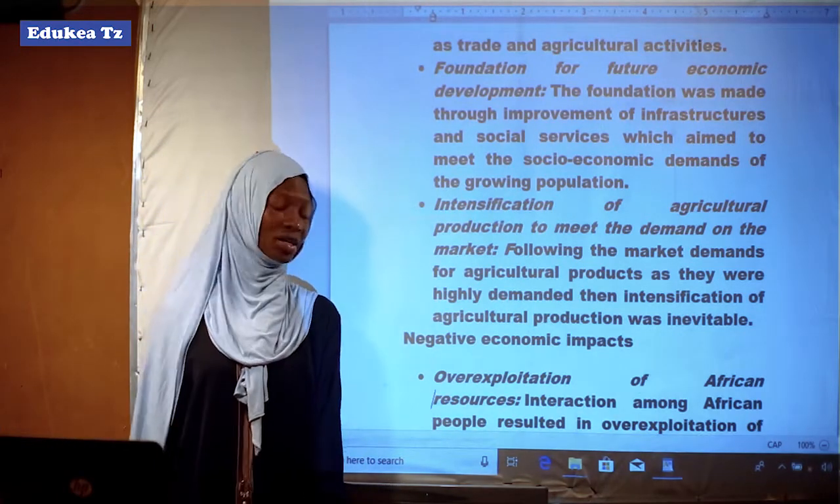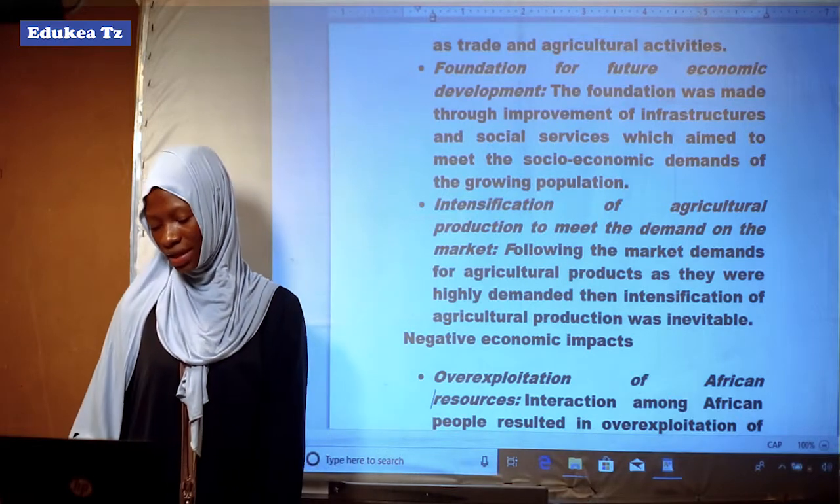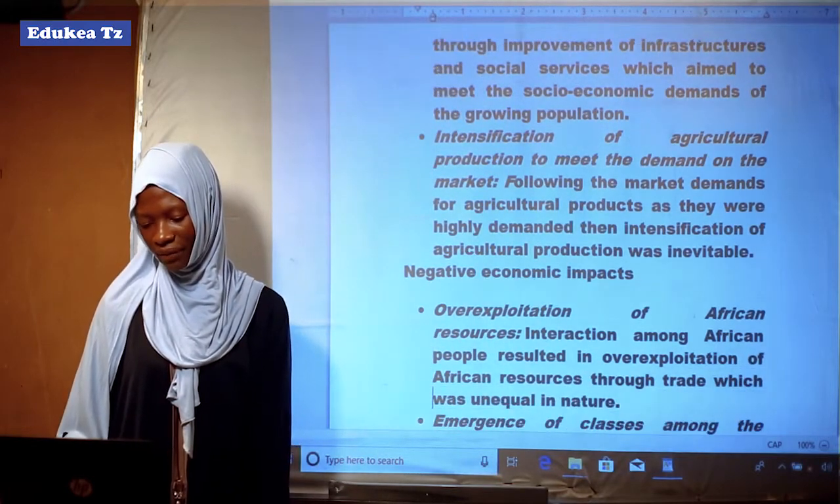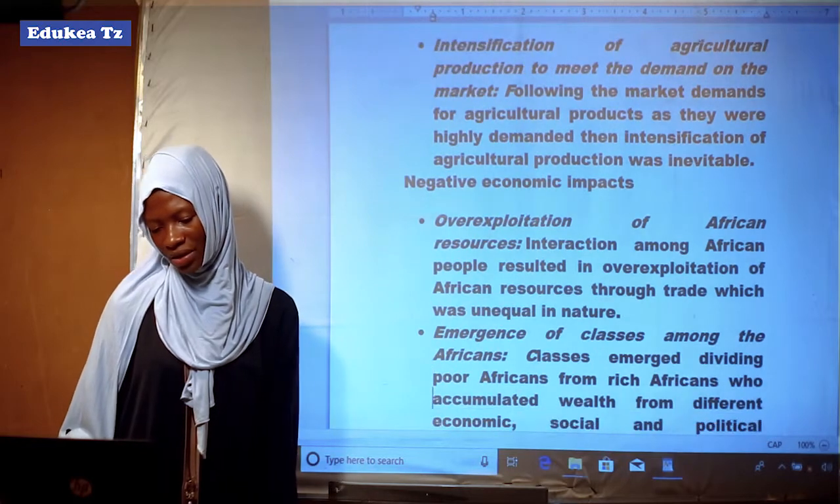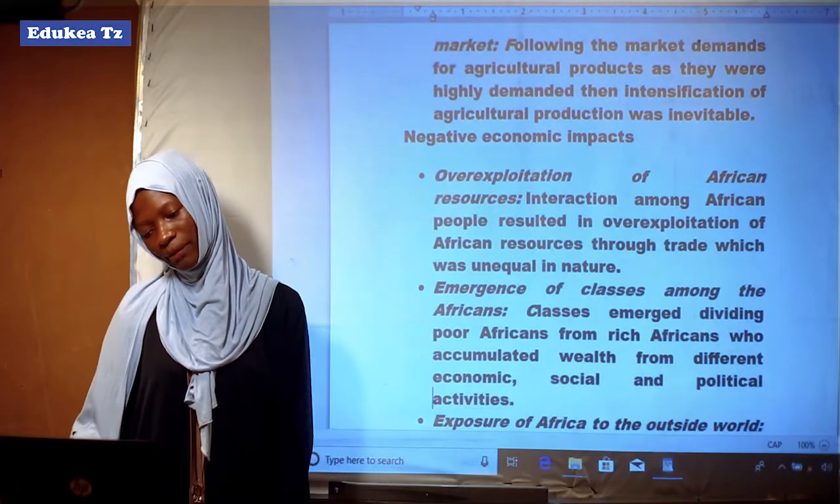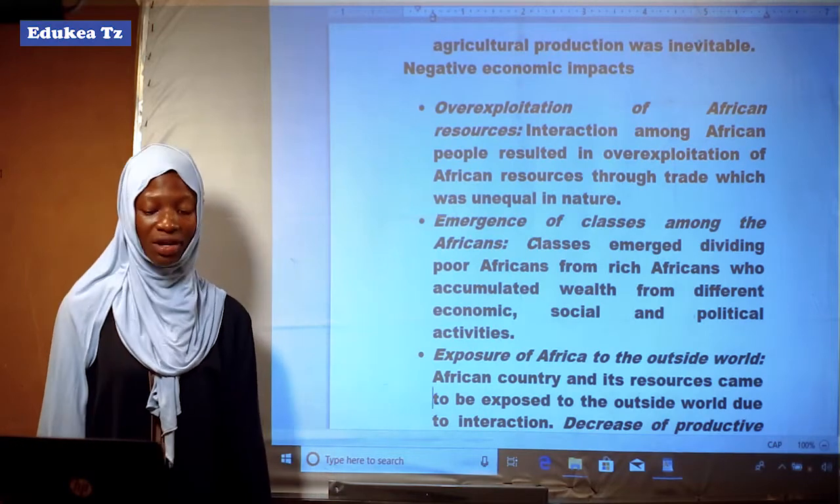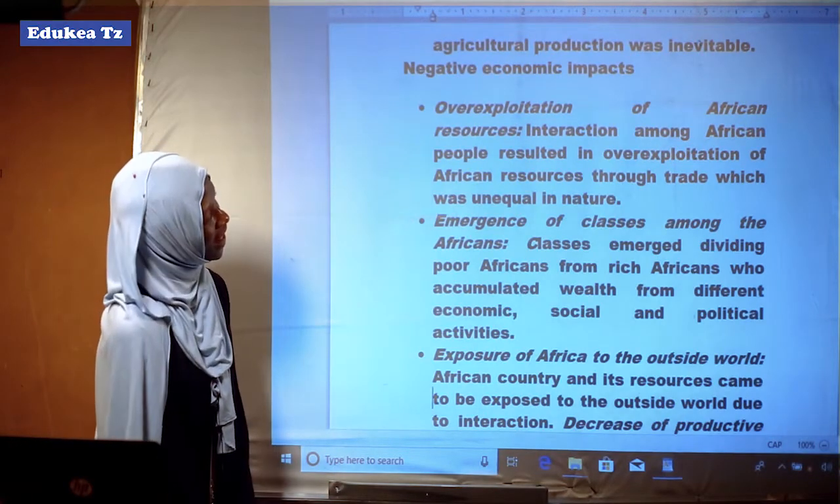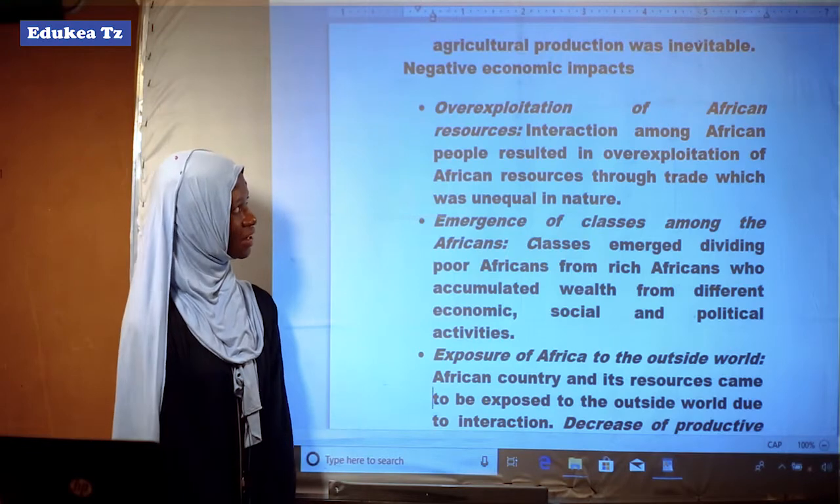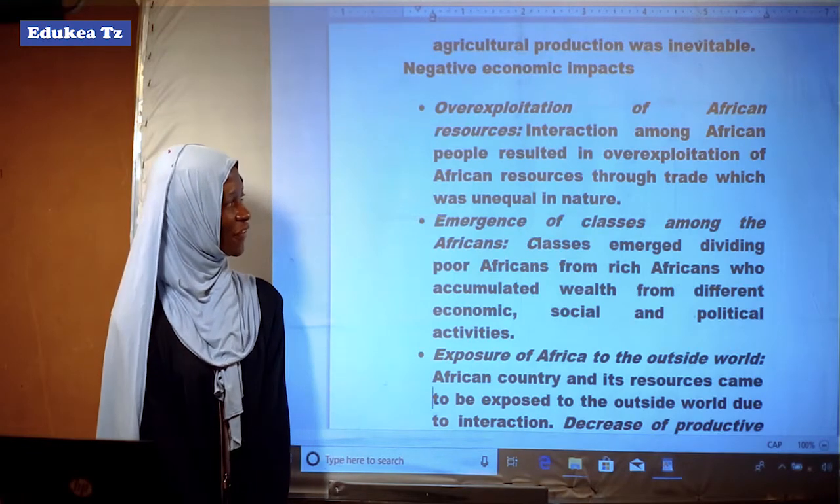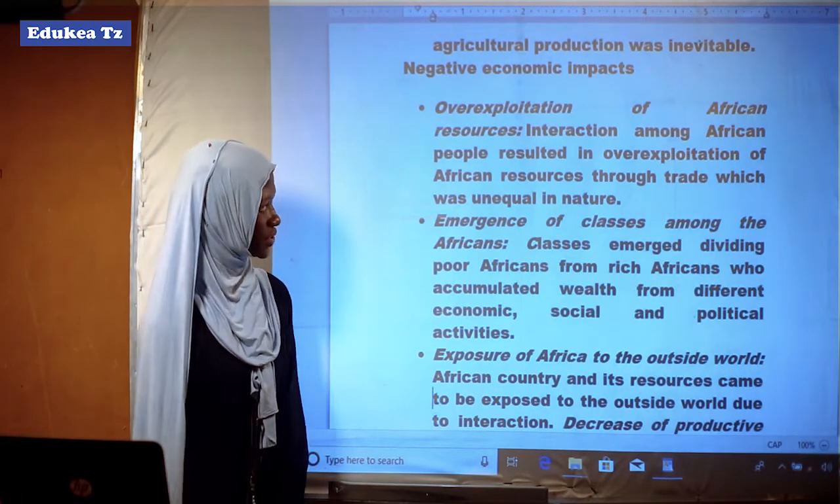Now, let's jump to the negative economic impact of interaction of people among Africa. The first one is overexploitation of Africans' resources.